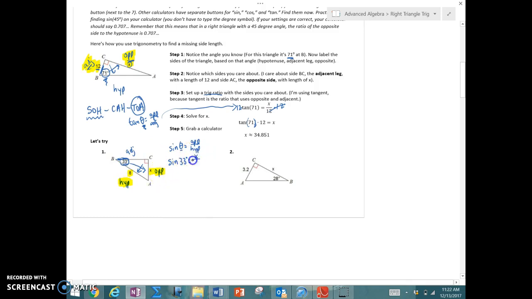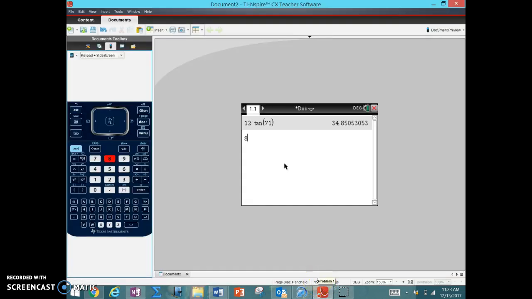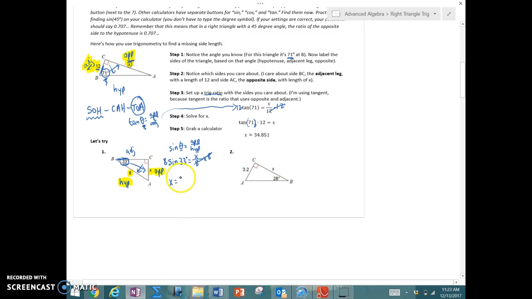Opposite is x, which is what I'm trying to find, and hypotenuse is 8. To solve for x, I multiply both sides by 8. I type 8 sine 33 into my calculator: 8 times trig button sine 33, enter, and I get 4.357. So I go back to my page and I type in 4.357, and that is my final answer.